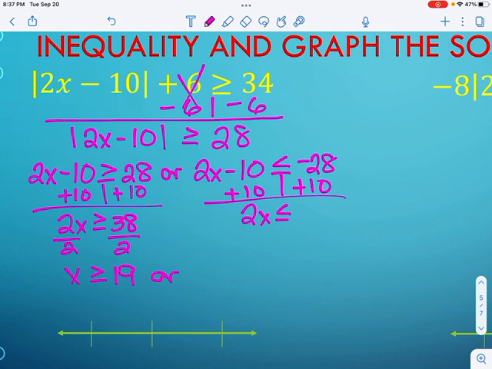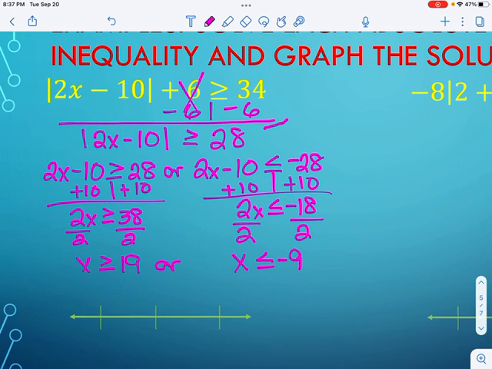So 2x is less than or equal to -18. We're going to divide by 2. x is less than or equal to -9. So now we're ready to graph this.